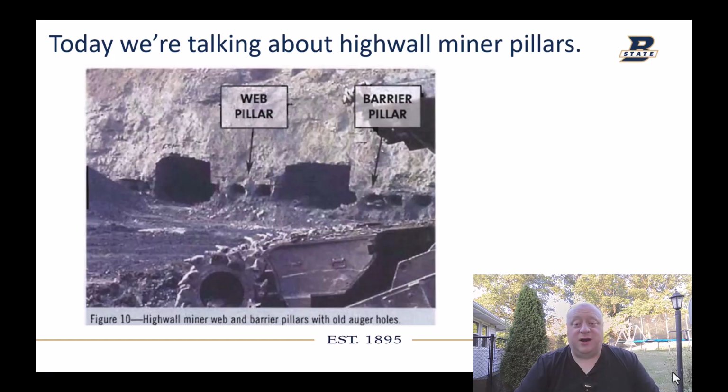And today we're talking about highwall miner pillars, right? And there's two different kinds. We've got the web pillar and the barrier pillar. The web pillar is the smaller, the thinner pillar between two highwall miner holes. And then a barrier pillar is a larger pillar that's left between series of holes or panels of holes.